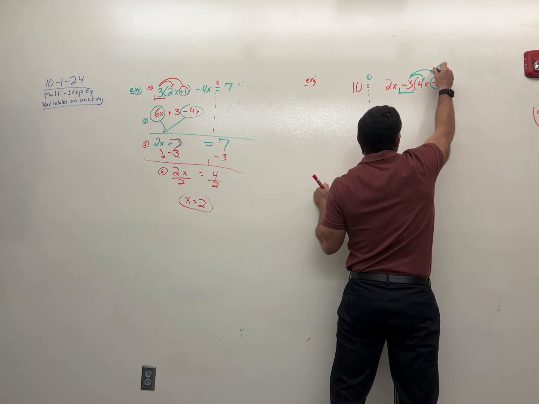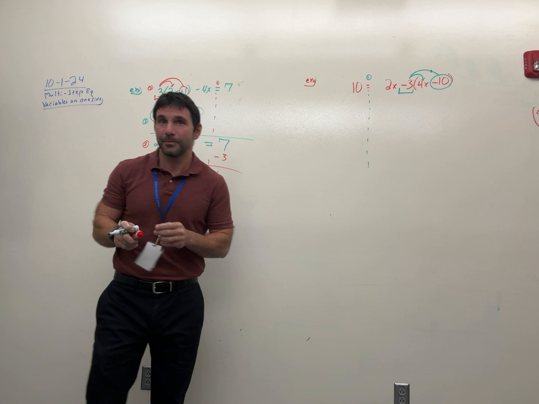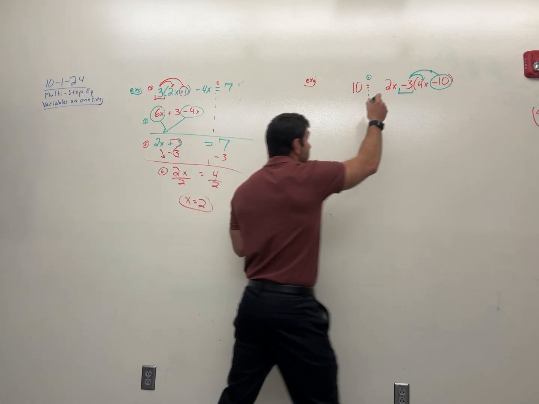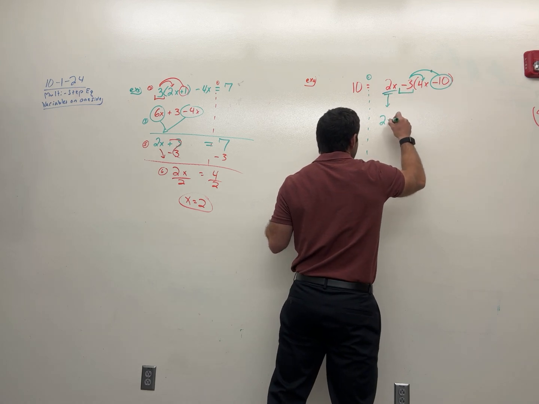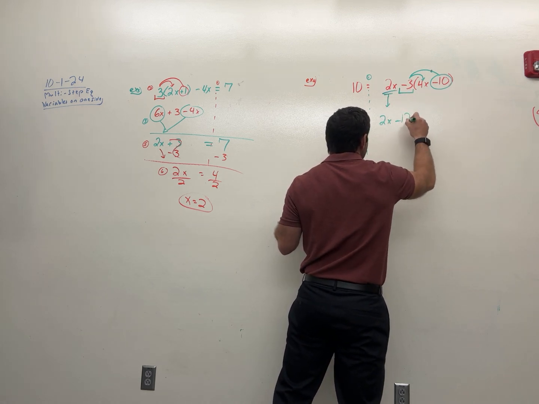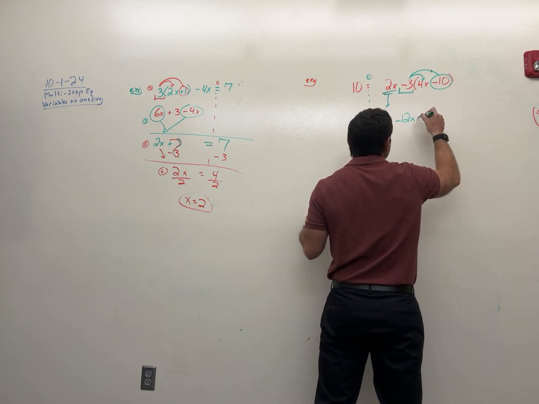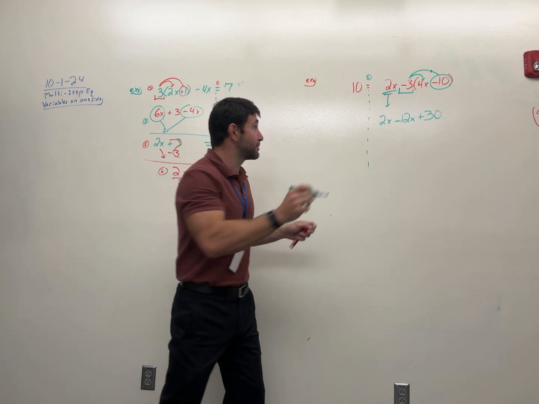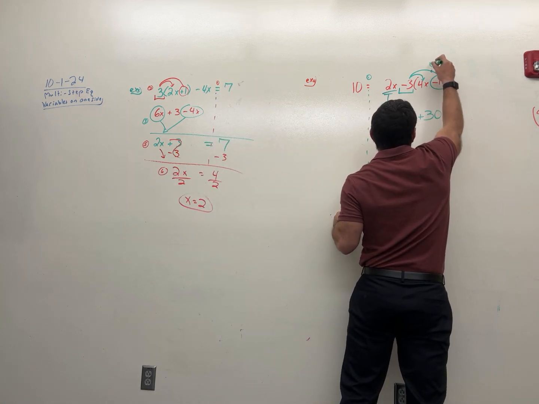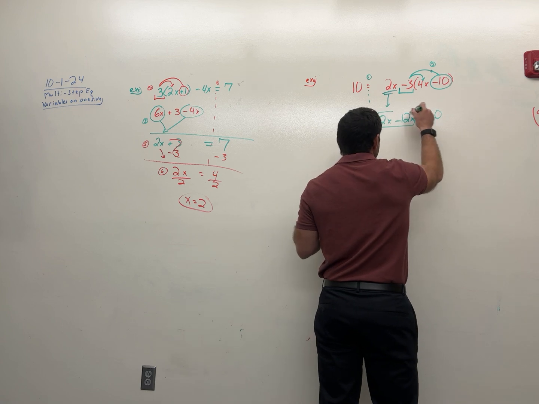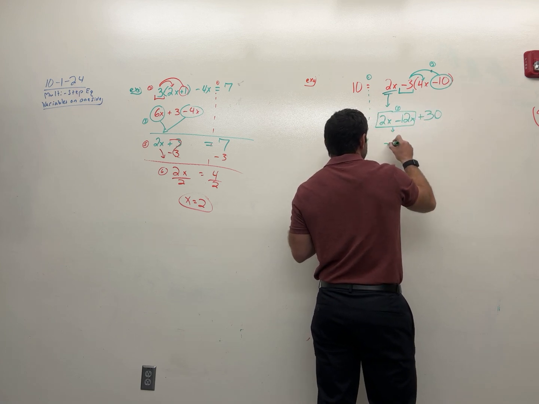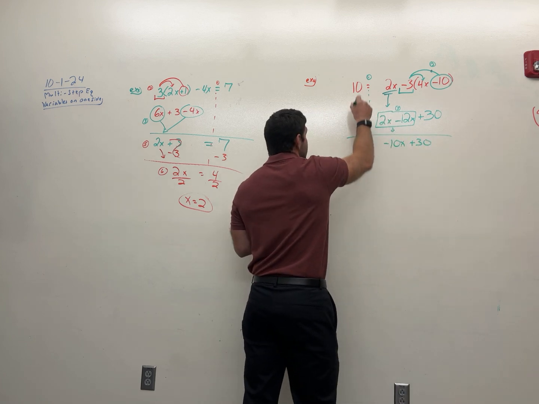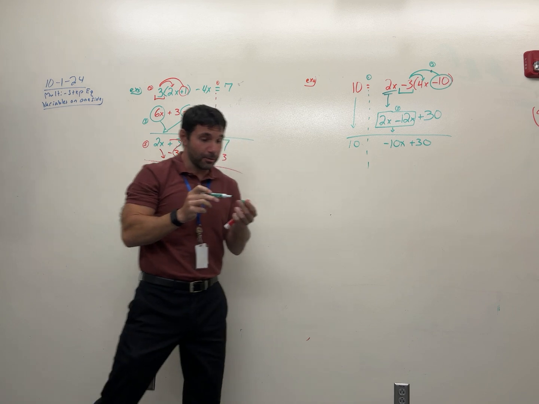Notice that I'm not doing that for myself. I'm showing you the multiplication because that's what you should be doing. The 2x didn't get touched, it comes down. Negative 3 times 4x is negative 12x. Negative 3 times negative 10 is positive 30. Haven't done anything there. That's step 2. Step 3 is combining like terms. That gives me negative 10x plus 30. All this comes down.